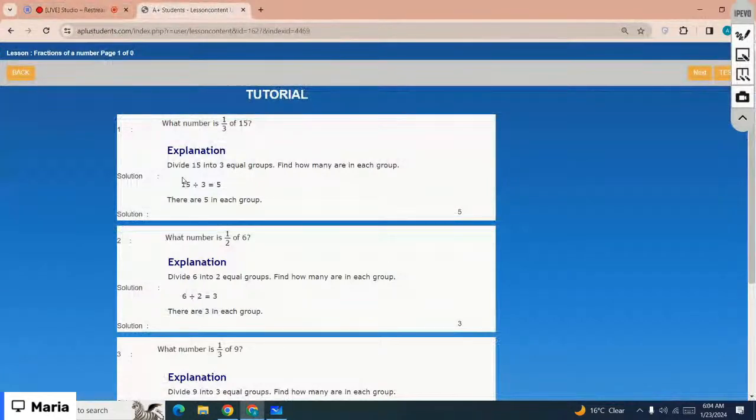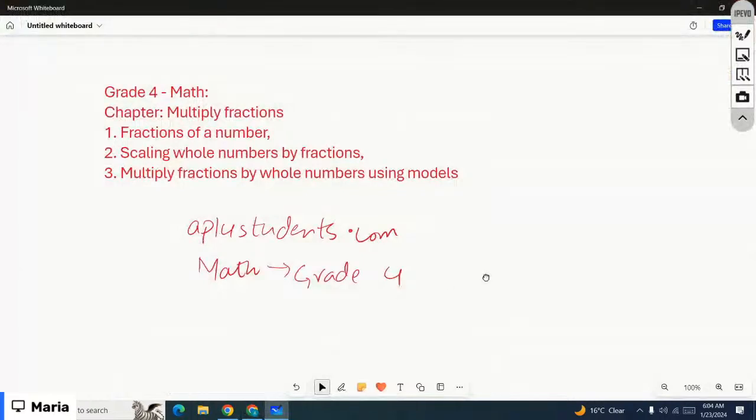Okay, let's just start with the lesson, that is fractions of a number. So the first one is, what is 1/3 of 15? Whenever you have to calculate 1/3 of 15, that means you need to do 1/3 times 15, right? We know that if the whole number doesn't have a denominator, that means its denominator is 1. So you need to do numerator times numerator, simply multiply them, and denominator times denominator. So 15 times 1 is 15 and 3 times 1 is 3, right?